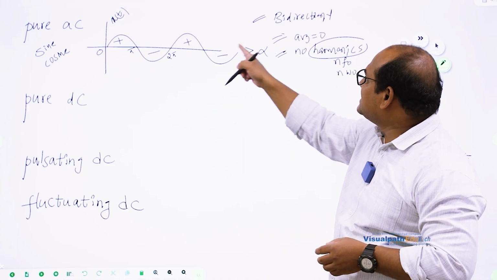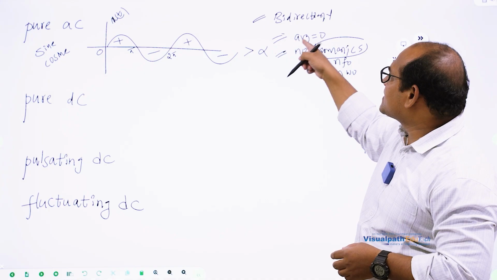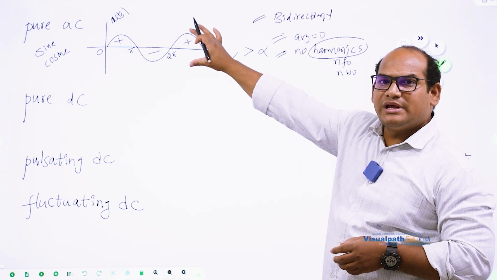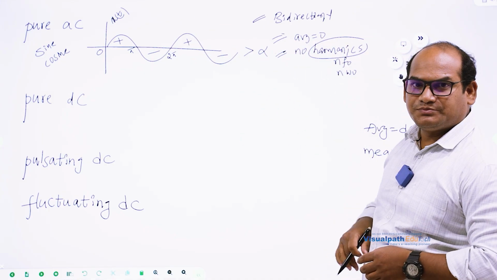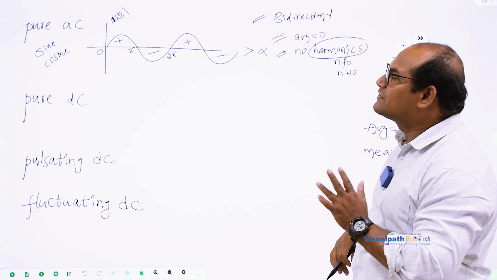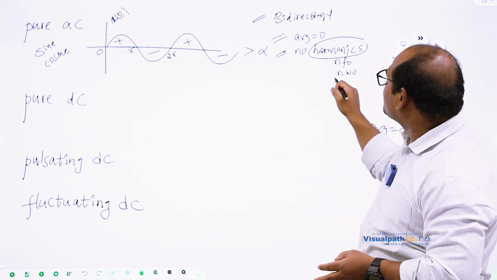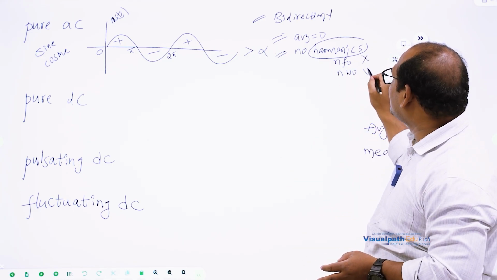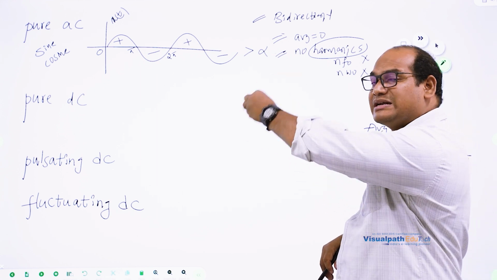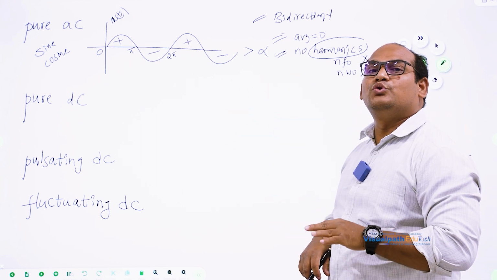Next, pure AC signal: the DC value, or average value, is equal to 0. And for the pure AC signal, there is no harmonic. That means only the fundamental frequency will be available. Integer multiples of the fundamental frequency will not be available. Then we can tell that such a signal is called a pure AC signal.